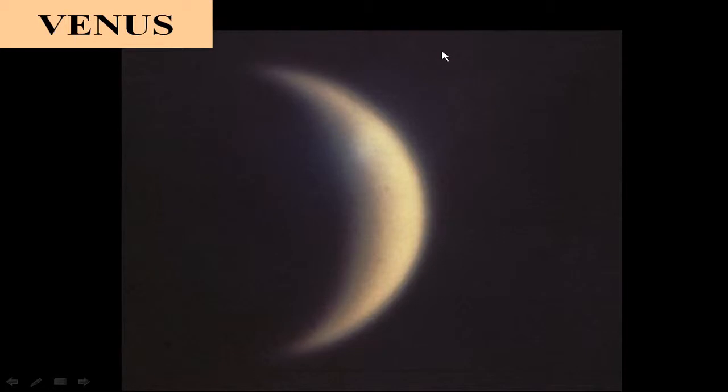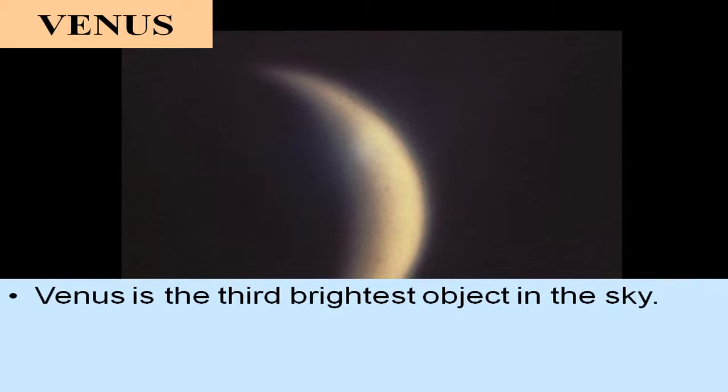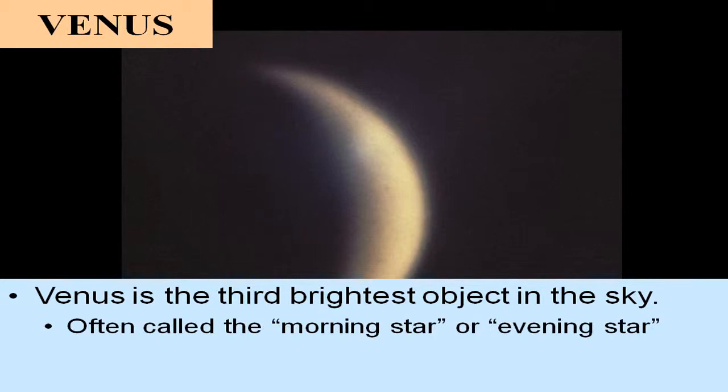Okay, let's look at Venus, which is a closer planet to us. It's the brightest planet in the sky, the third brightest object in the sky after the sun and the moon. Often called the morning star or the evening star, because being a bright star, you definitely see it at dusk or dawn. And even though the sun's light still might block out other stars in the sky, this would be bright enough to still see it in that occurrence, and hence it's called the morning star or the evening star.